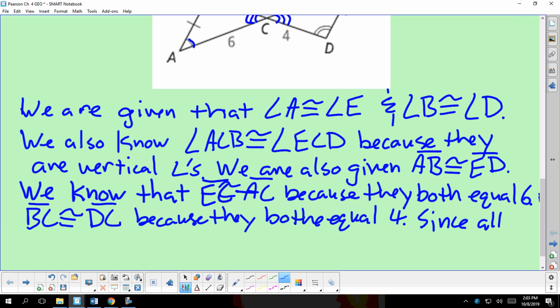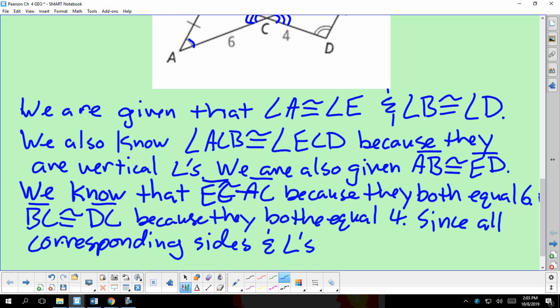Since all corresponding sides and angles are congruent, the figures are congruent.